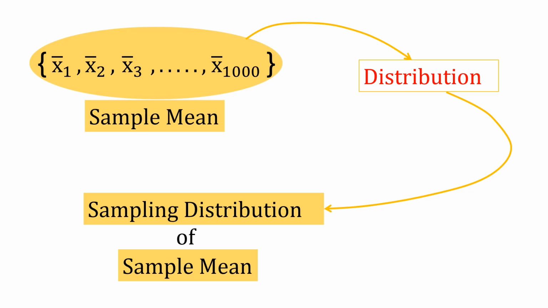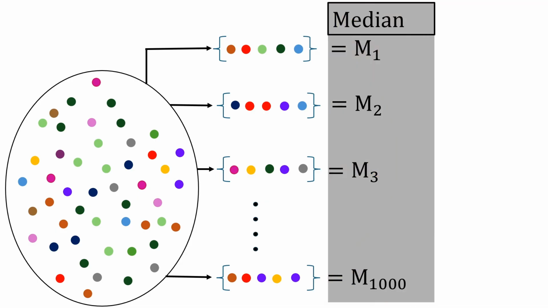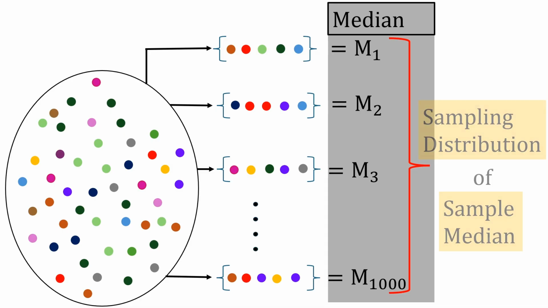It is going to have a distribution, and this distribution will be the sampling distribution of the sample mean. Now instead of the sampling distribution of the sample mean, if we want the sampling distribution of some other sample statistic, like the sample median, then in place of finding the mean for each sample, we will calculate the median. That's it. Here the medians are denoted by M1, M2, M3 and so on. So the distribution of these sample medians will be the sampling distribution of the sample median.